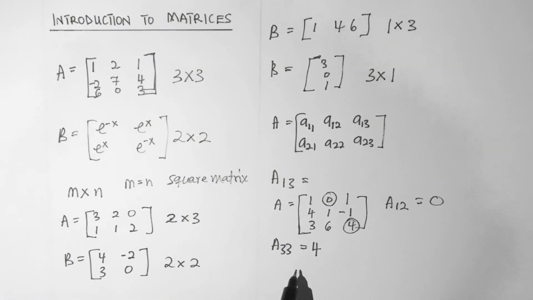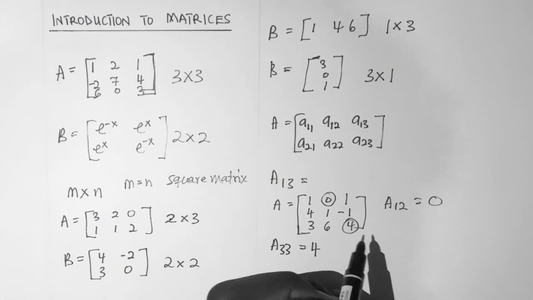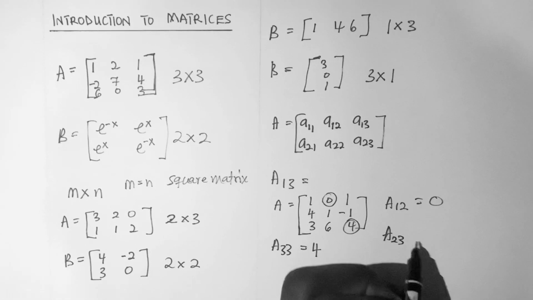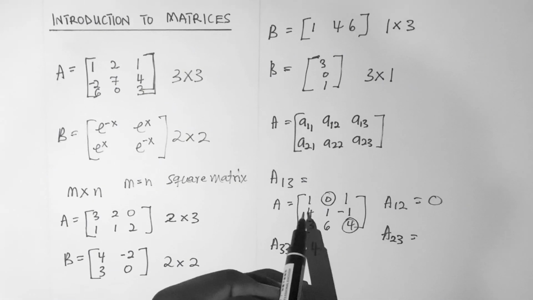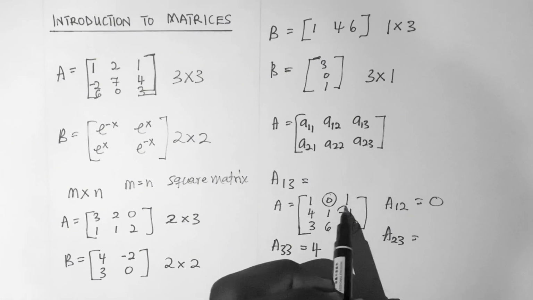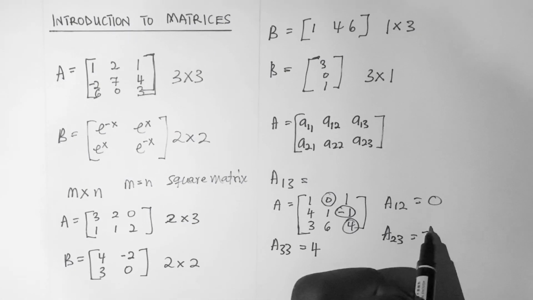And then let's also try A23. That means the second row, which is this, and then the third column. So A23 is minus 1.